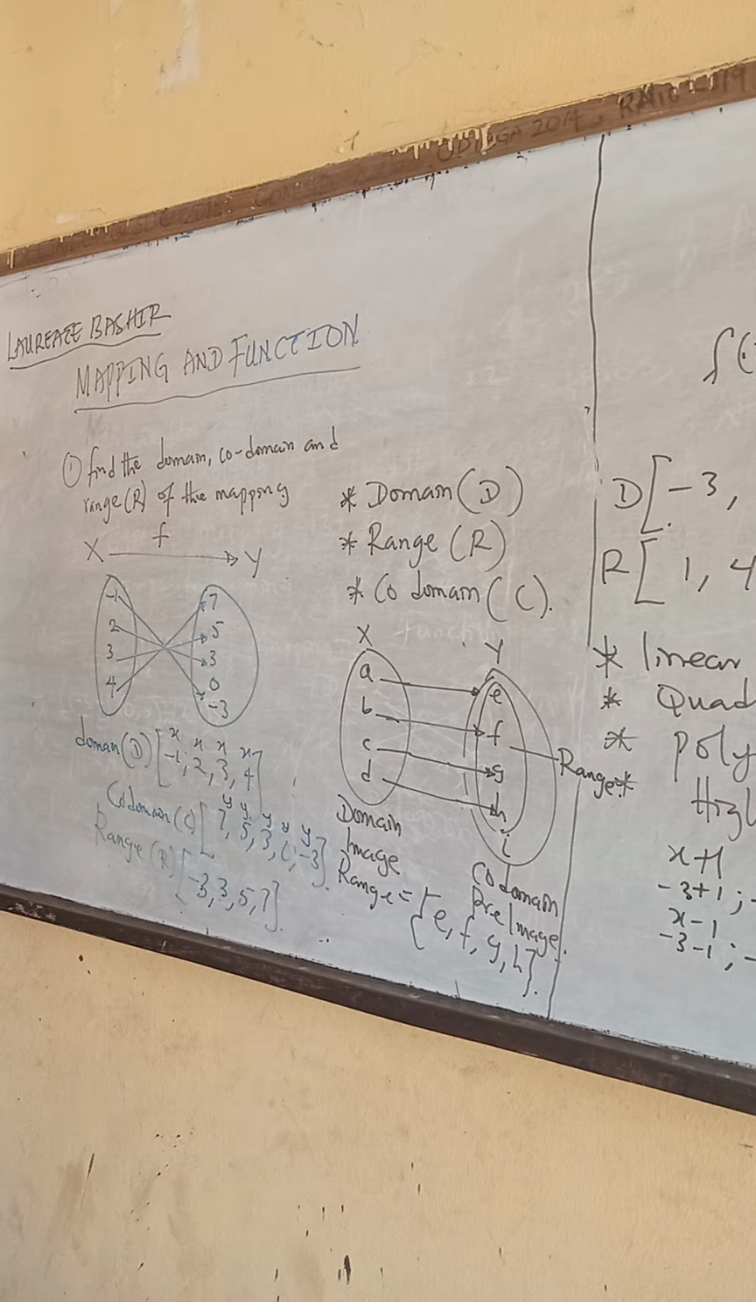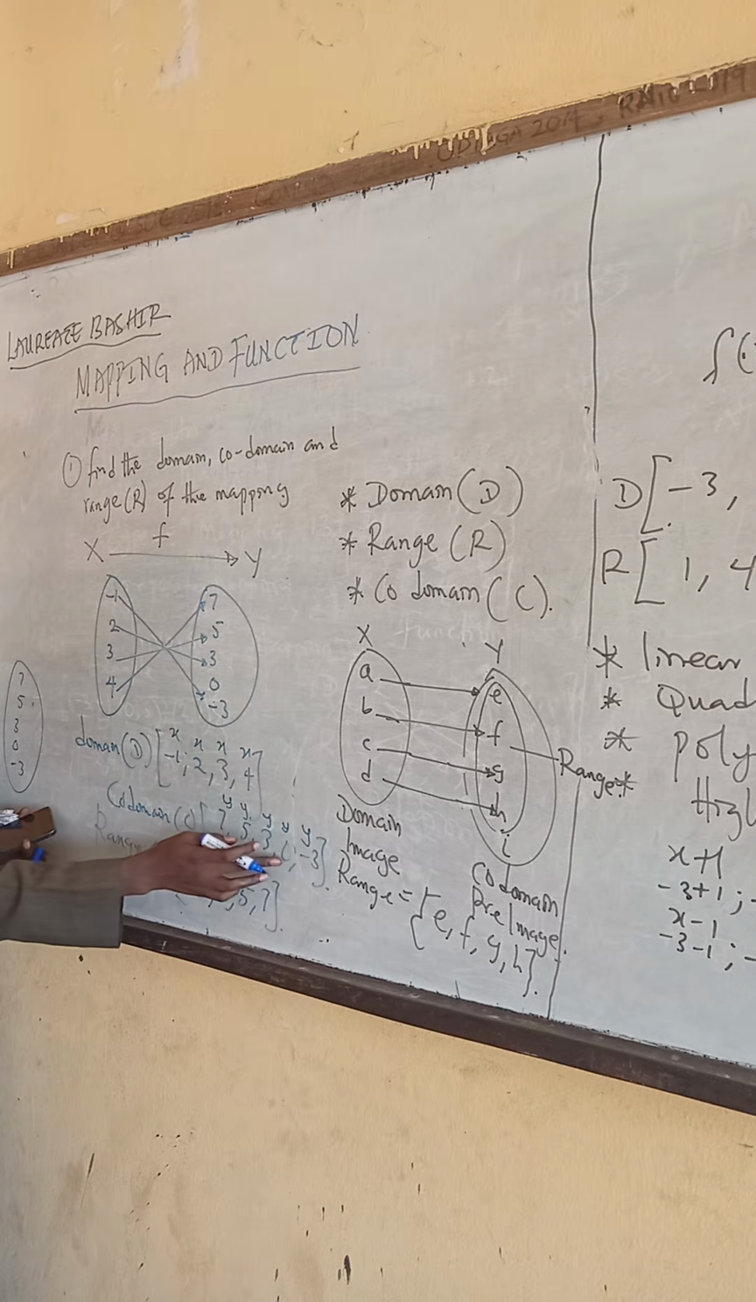So the next thing is you write your codomain. You want to represent the mapping between domain and codomain. Your codomain will be 7, 5, 3, 0, -3. Then you know that -1 is mapped to what? Okay, let me write it as it comes. -1 is mapped to -3, right? Okay, -1 is mapped to -3.